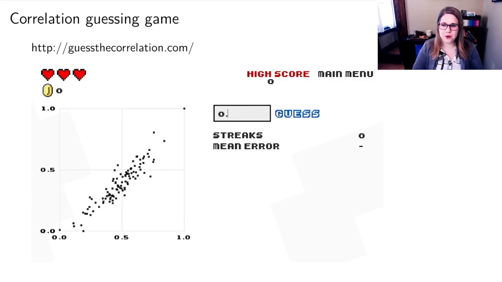So I think we'll play this when we are in synchronous class, because it's a little bit more fun when I have people helping me out with my guesses. But maybe I'll just show you a preview of what the game looks like.